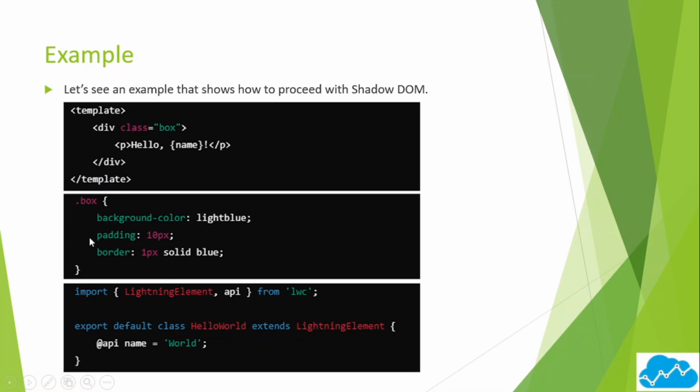So here our CSS is there. Then in the JavaScript file, this one is our class name and it is extended by the LightningElement. In this we are declaring a property name and also decorating it with the @api decorator, and it is holding world. So this one we are binding in the HTML file.